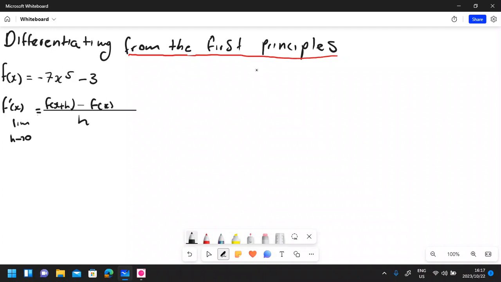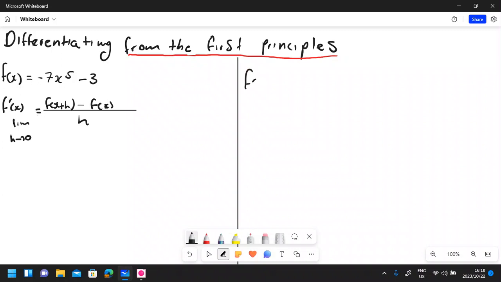So I'm going to do f of x plus h on this side here. Hopefully I will have enough space. There we go. It doesn't look good. Let me just draw a line from here, and there we go. So this is the line. All right, so let's do it on this side.